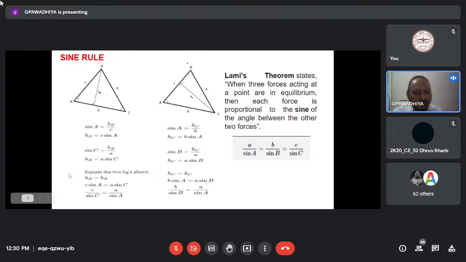So from this, if we equate, work out in terms of HB, one relation is C sine A, another relation is A sine C. Similarly, HC is A sine B and B sine A. This equality is there. So C sine A is equal to A sine C. So C over sine C is equal to A over sine A.